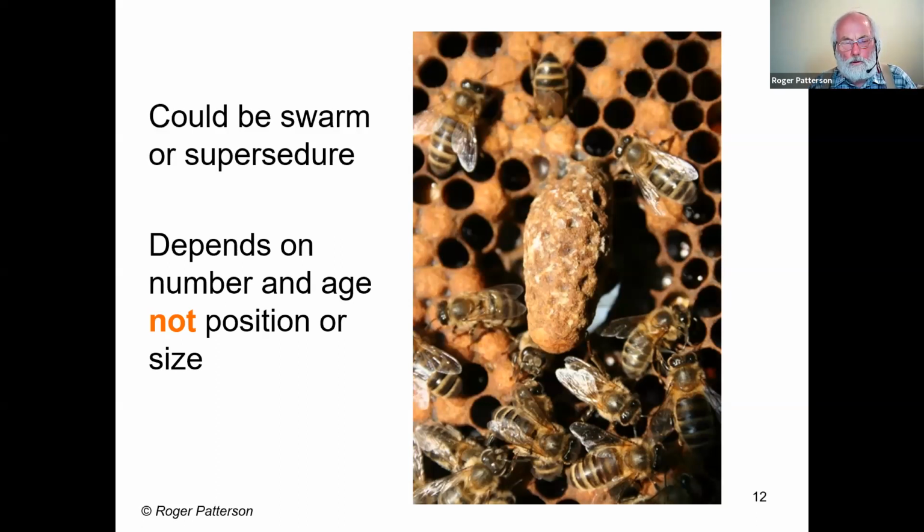Three or less, it's going to be supersedure. 4, 5, 10, 15, 20, it is going to be a swarm. Don't take any notice of the position or the size. Now, the age, if they're very similar in age, they are going to be supersedure. If they're staggered, they are going to be a swarm. I haven't mentioned too much about size, but I keep reading and hearing that supersedure cells are bigger than swarm cells. I'll talk about that in a minute.